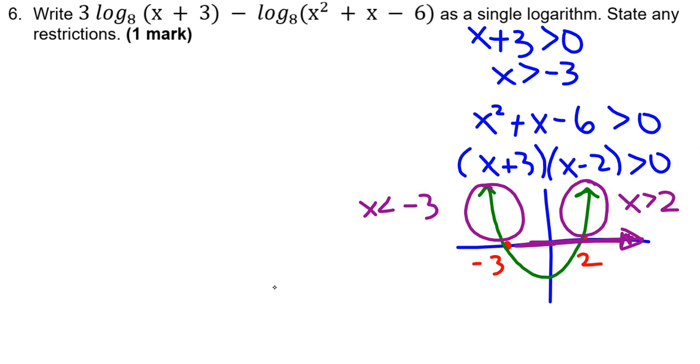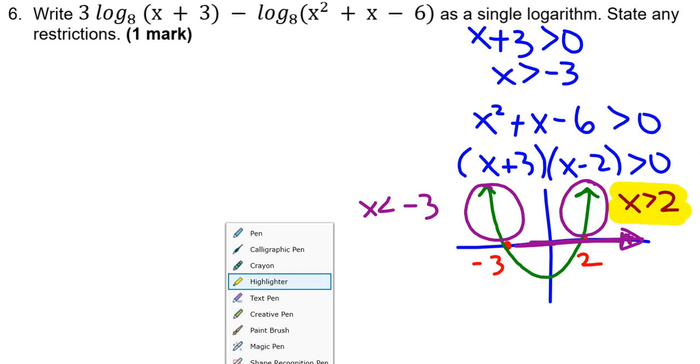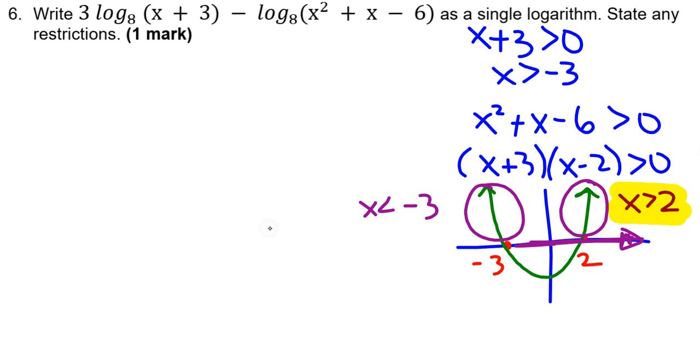So what I want to do is go with the bigger of the two that covers everything, which is x greater than 2. Because if I say that x is greater than 2, it satisfies that x is greater than negative 3, and it also satisfies the other one. It doesn't satisfy the other end, but this one and this one are in direct conflict with one another. So the overall restriction that satisfies the entire expression is that x is greater than 2.